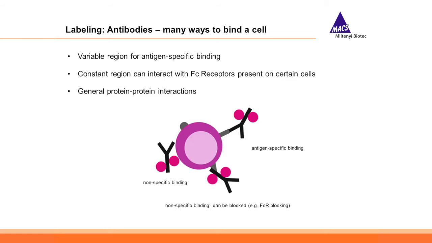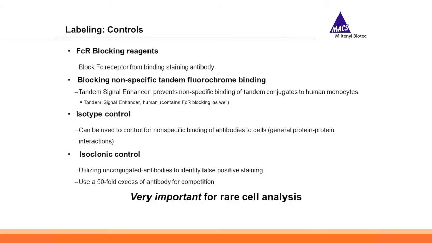Then we can have simple sticking of the antibody or the fluorochrome or both to the cell. And here, this interaction is not known, so we don't know which molecules are involved in this sticky interaction, so we cannot block it. So we have to see how we can handle this non-specific background, this unknown background binding. Okay. And for that, we have different controls.